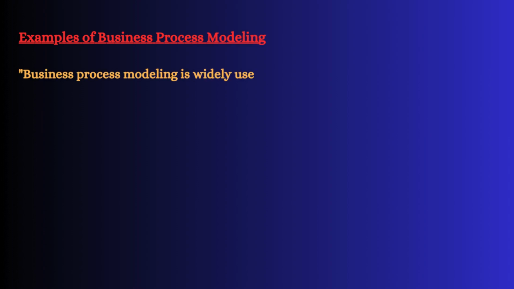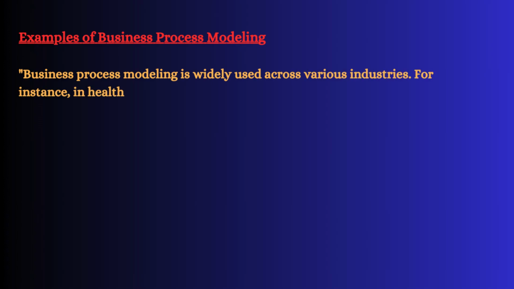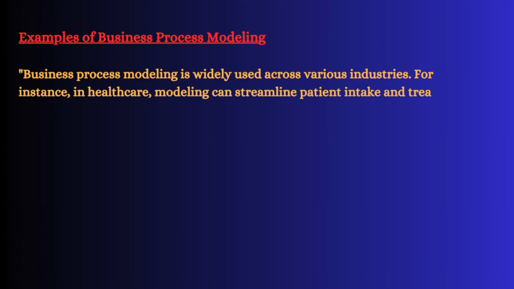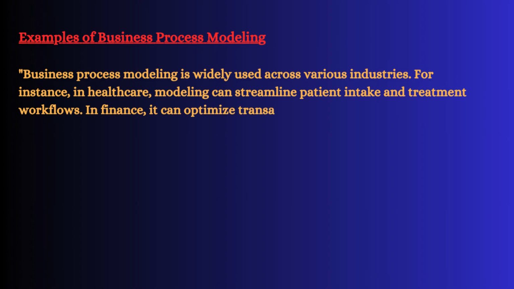Examples of business process modeling. Business process modeling is widely used across various industries. For instance, in healthcare, modeling can streamline patient intake and treatment workflows. In finance, it can optimize transaction processing and risk management.